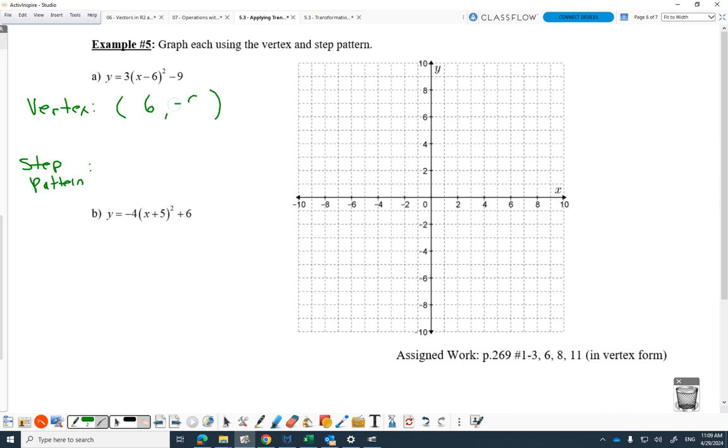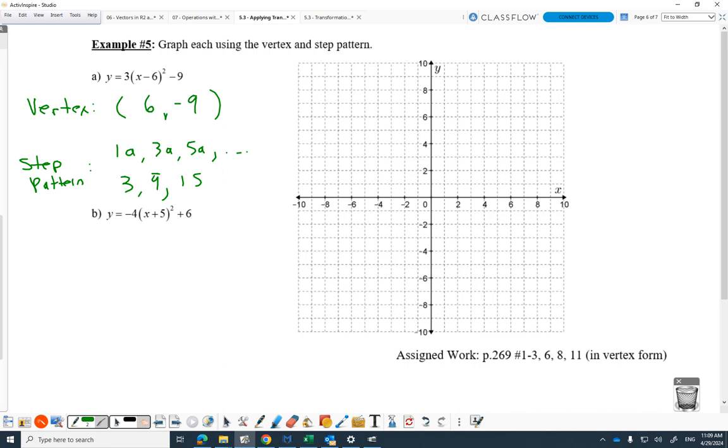6, -9. So if you know what you're doing, it's easily picked off from this vertex form. The one in the brackets changes sign. The one outside the brackets doesn't change sign. How about the step pattern? Normally 1A, 3A, 5A. So now it's going to be 3, 9, 15. And this is as easy as parabolas are to graph.